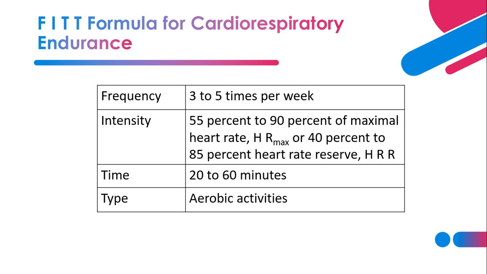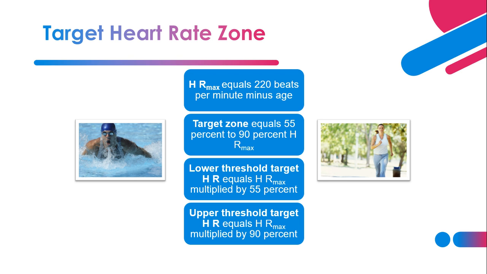And you can see here the recommendations by the American College of Sports Medicine that we exercise 3 to 5 days per week. Our intensity should be about 55 to 90% of our maximal heart rate, and 40% to 85% of our heart rate reserve. And time about 20 to 60 minutes, and some type of aerobic activity. We'll go into more detail here in a moment.